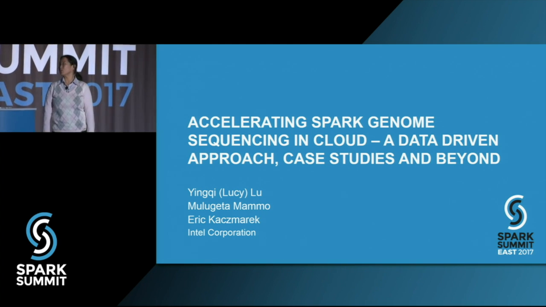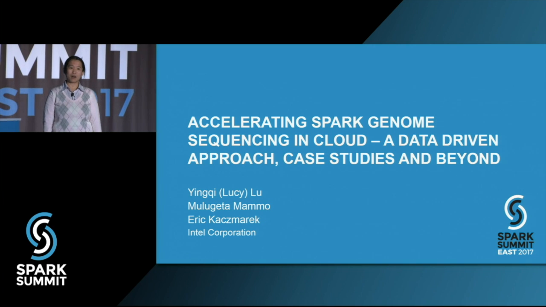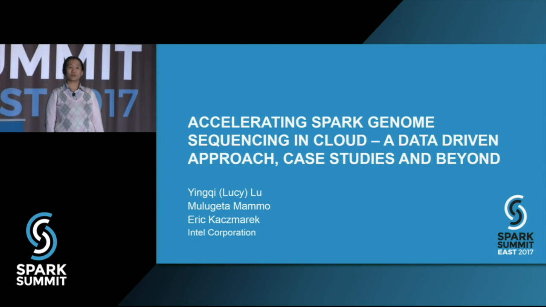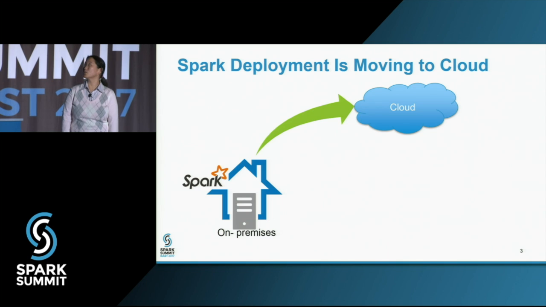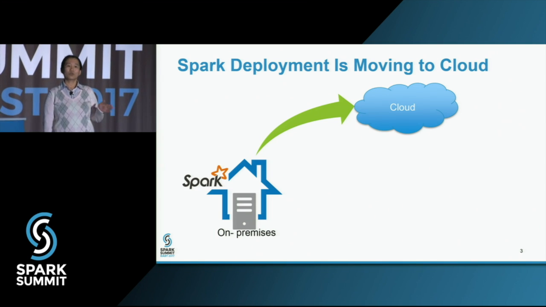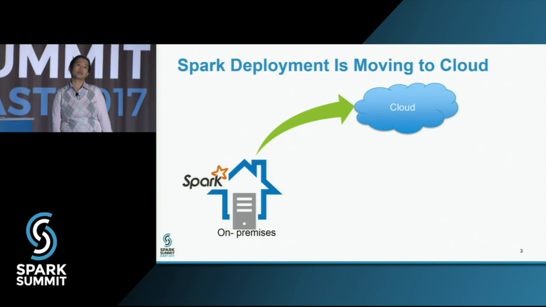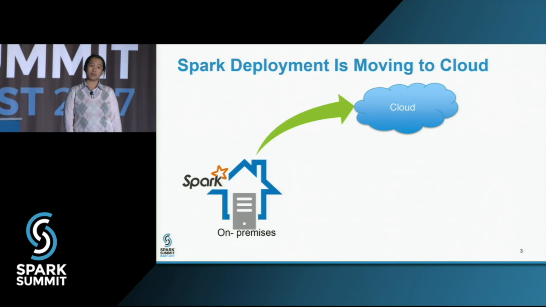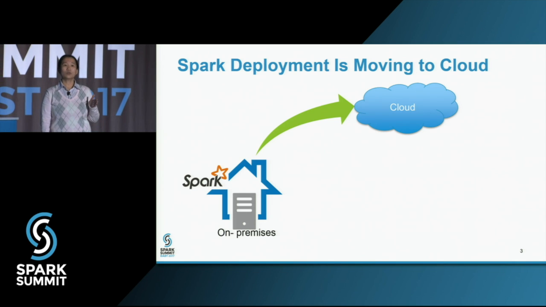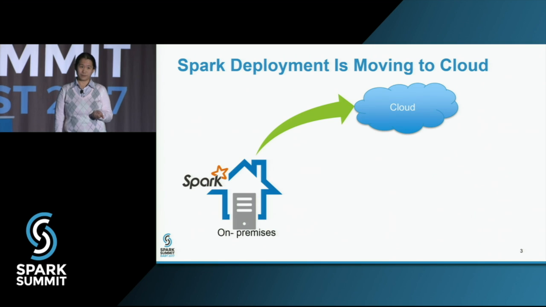So today I'm going to talk about how to accelerate Spark for genome sequencing in the cloud. As we all know, the industry trend for Spark deployment is really going from on-premises to the cloud deployment for many, many good reasons. First, the cloud deployment is very easy to do. You don't need to purchase your own hardware. All you need to do is to decide on one cloud service provider, determine what you want and how much you want. Then hopefully the deploy button will take you to where you want to be.